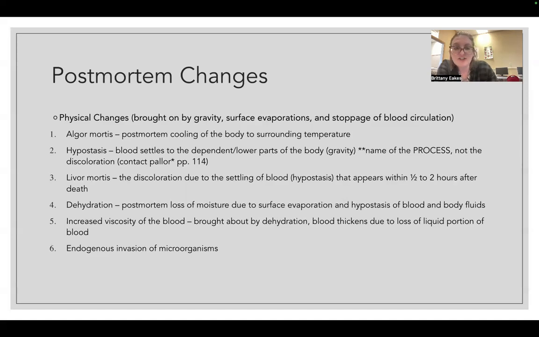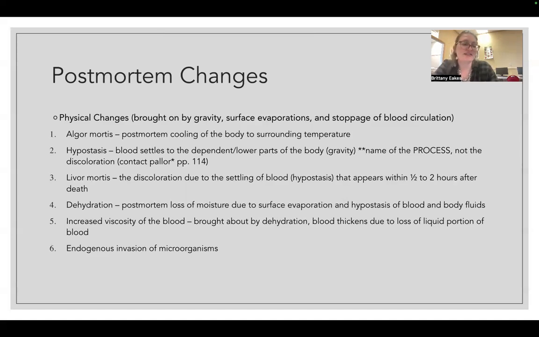All right, another postmortem change is hypostasis. This is the process, not the discoloration. Hypostasis is the process through which blood settles as a result of gravitational movement in the vessels to the dependent or lower parts of the body, which are the parts of the body closest to the ground. It's important to note that the movement of blood can be affected by constrictions, ligatures, or other factors that impede free movement of the blood within the vessels.